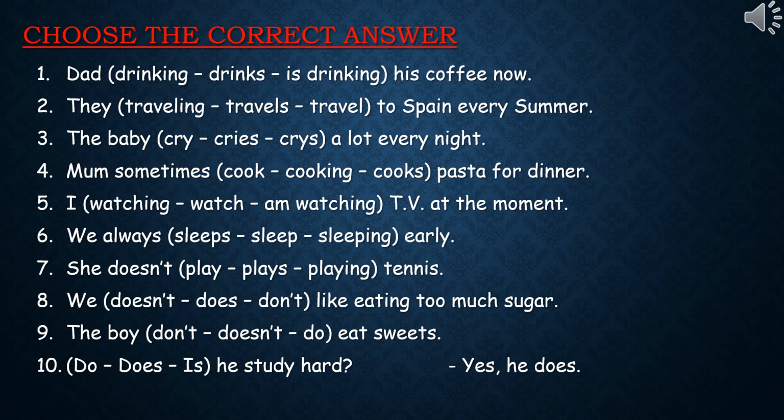Number 4. Mom sometimes cooks pasta for dinner. As you can see, sometimes. Yes, it's the S house. Cooking or cooks? Yes, mom is she. So, she was in the S house. Yes, it's cooks.